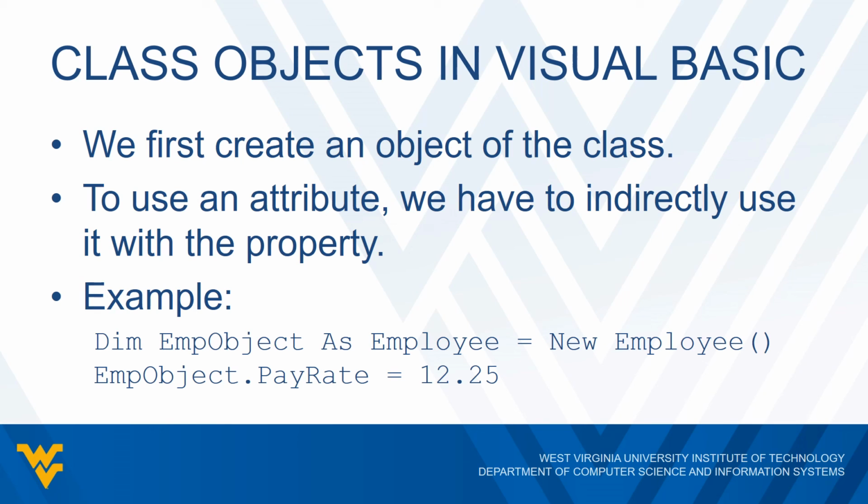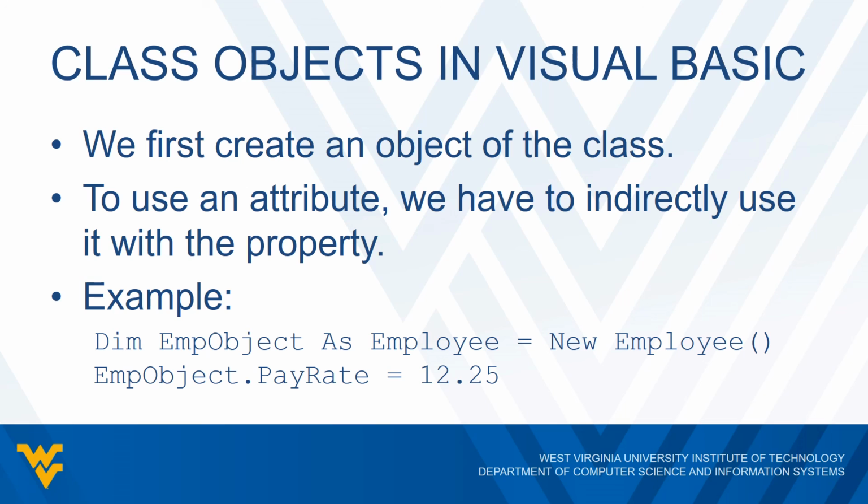Here's some code. The first line is creating an object of the employee class. So we have dim emp object as employee, and we set it equal to new employee. So this is going to call the default constructor. Remember, the constructor is defined as new, not employee. It's a Visual Basic thing. We'll just go with it.